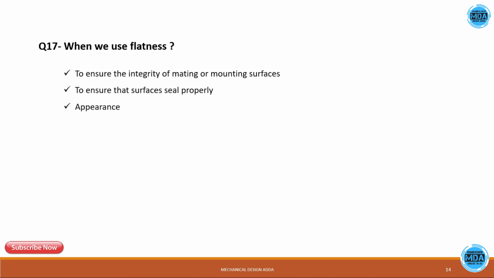Next question is, when do we use flatness? Flatness is the most commonly used geometrical control. We can apply flatness to a mounting surface, a sealing surface, or an appearance surface. So these are the applications where you can use flatness.